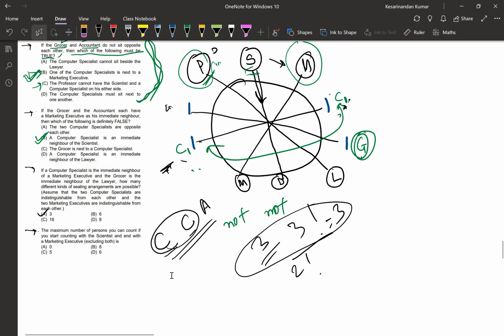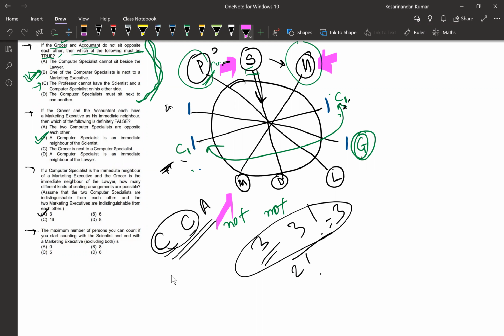Okay, final question then. The maximum number of persons you can count if you start counting with the scientist and end with the marketing executive, excluding both. By counting, I mean how many can you definitely agree with? The maximum number you can count, starting with the scientist and ending with the marketing executive, either this way or this way. How many can you count? Five at the max.